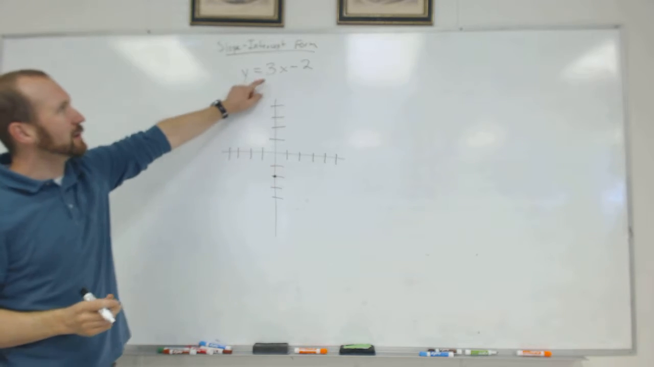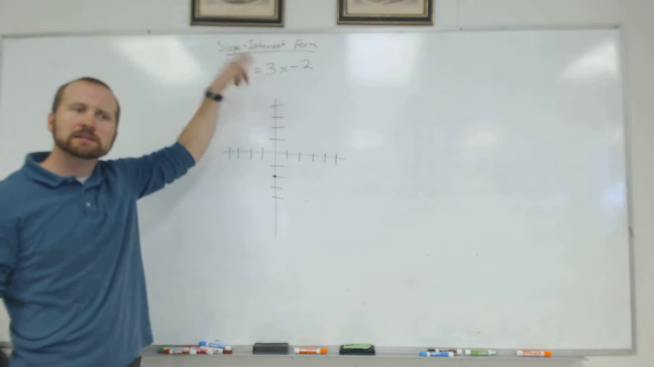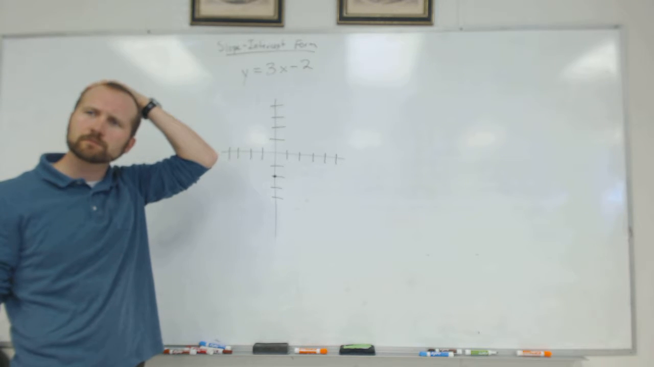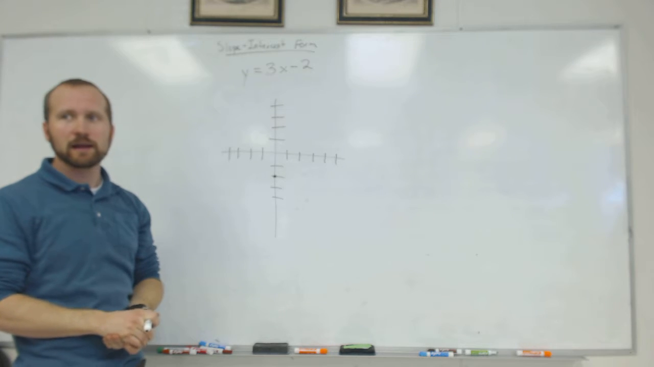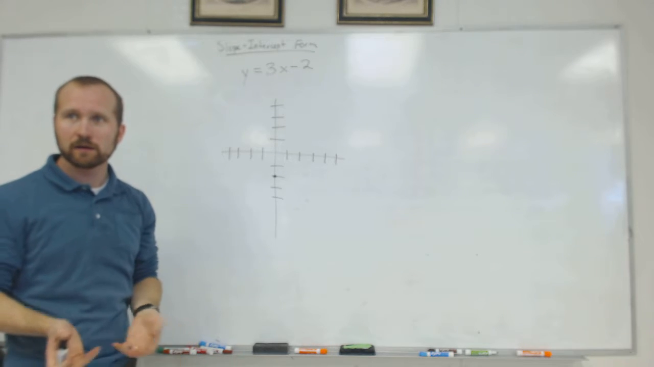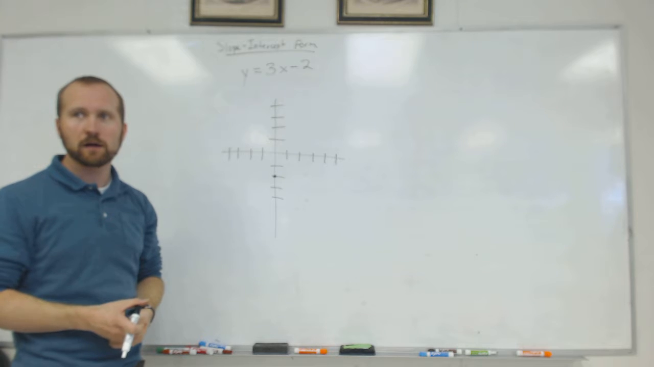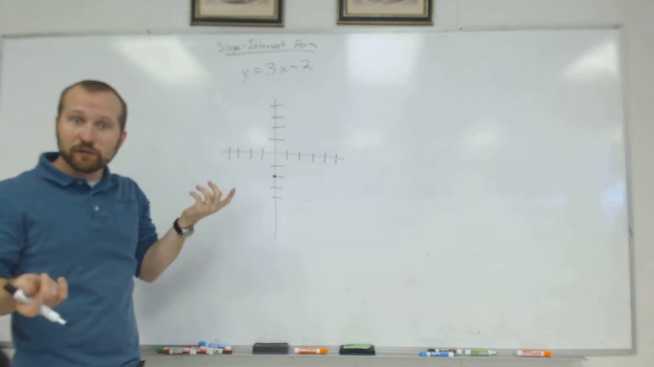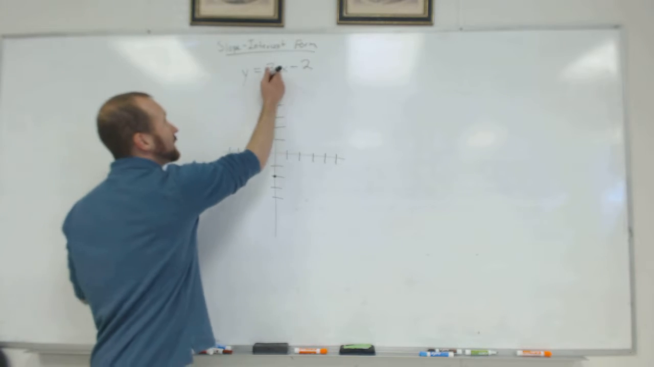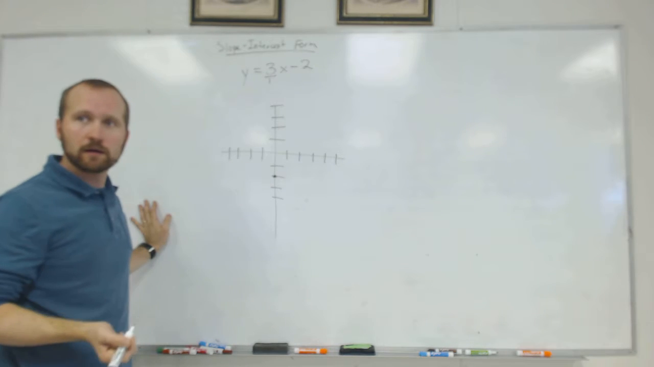But now here's the issue. My slope looks a little different. The slope is 3, and it's not a fraction. No, you put a 1 down under. It is a fraction. 3 is a fraction. It's 3 over 1.